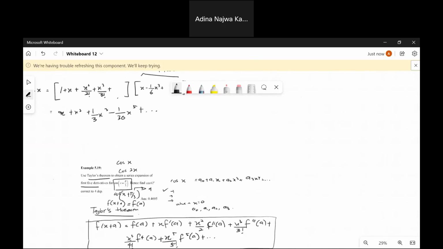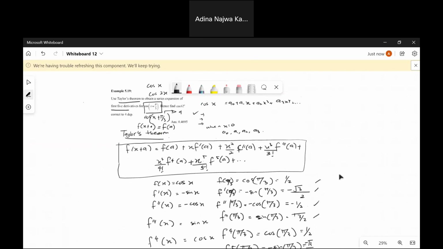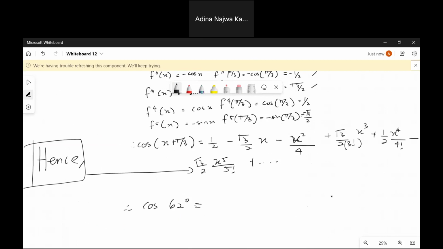And then it asks you hence. Hence find cos 62. So what is cos 62 in radian? Basically when it uses the word hence, you have to use the one that you got earlier. By using this, please solve this. So cos of 62 is equal to, you have to write in terms of x plus pi over 3. Just check your calculator.